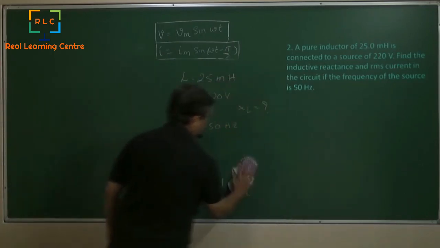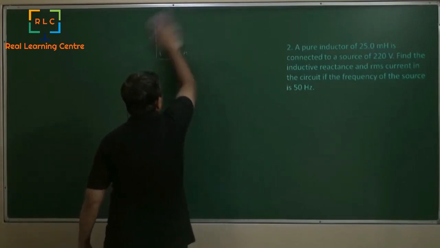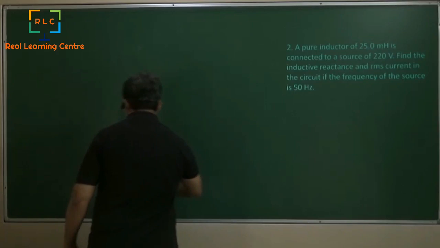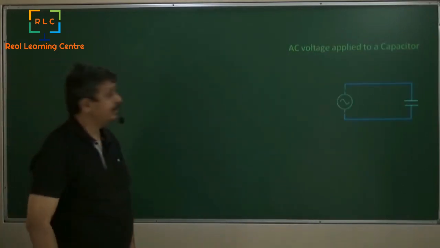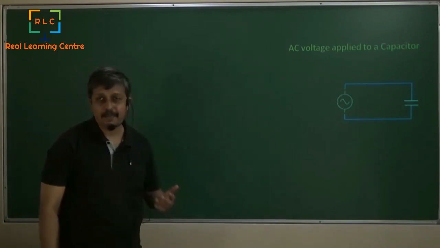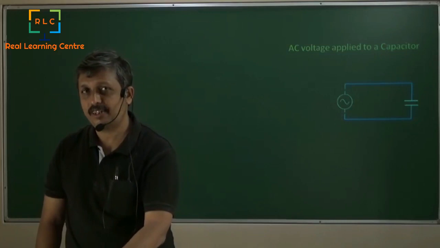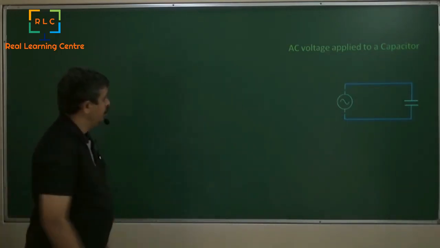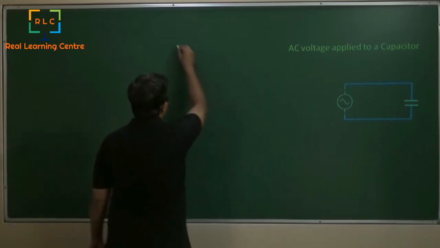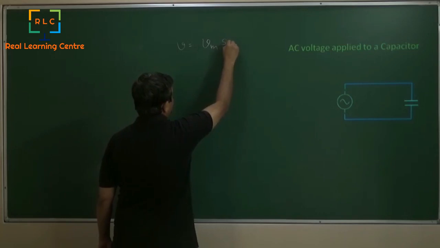Okay, let's move forward. So let's now look at AC voltage applied to a capacitor. We have seen the resistor, we have seen the inductor, and we're going to see the capacitor. Here, again, V is equal to Vm sin omega t. We know that.